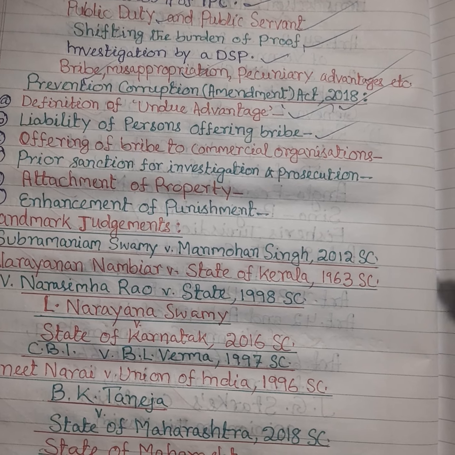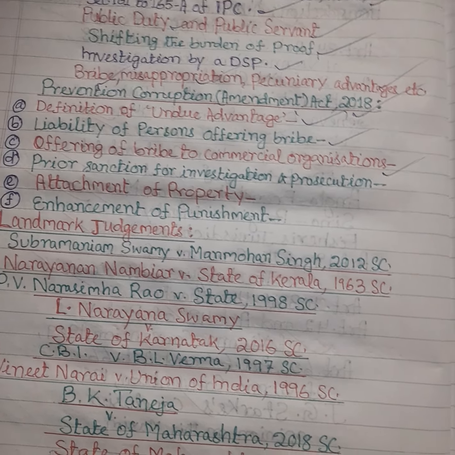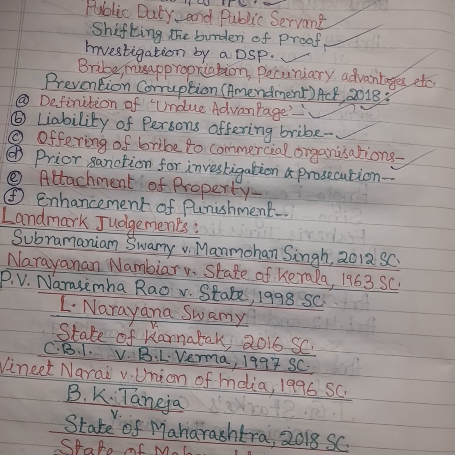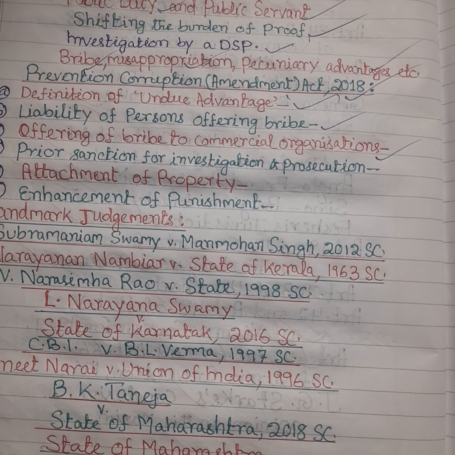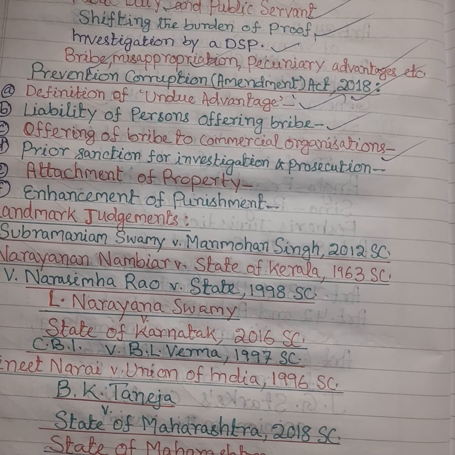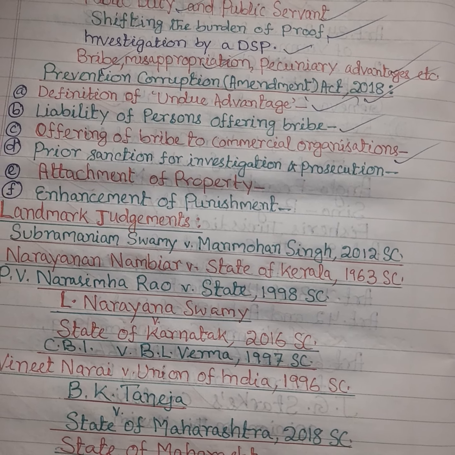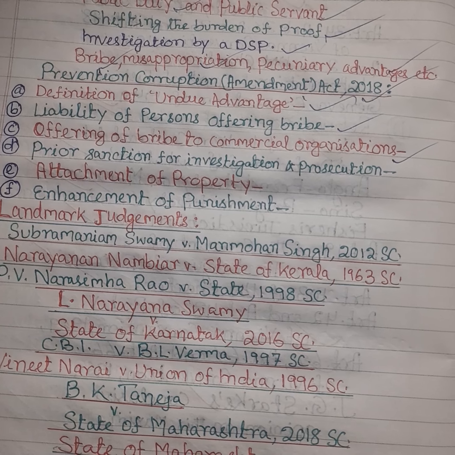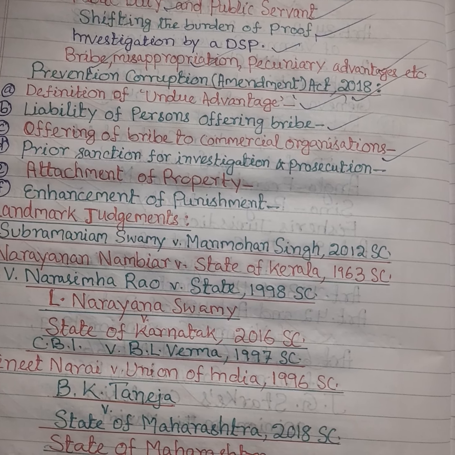And the third enforcement under the Amendment Act of 2018 is offering a bribe by commercial organizations. It now provides that if a commercial organization commits any of the offenses listed in the Prevention of Corruption Amendment Act of 2018 with the intention to obtain or retain business or obtain or retain an advantage in the conduct of its business, then such commercial organization shall be punishable.